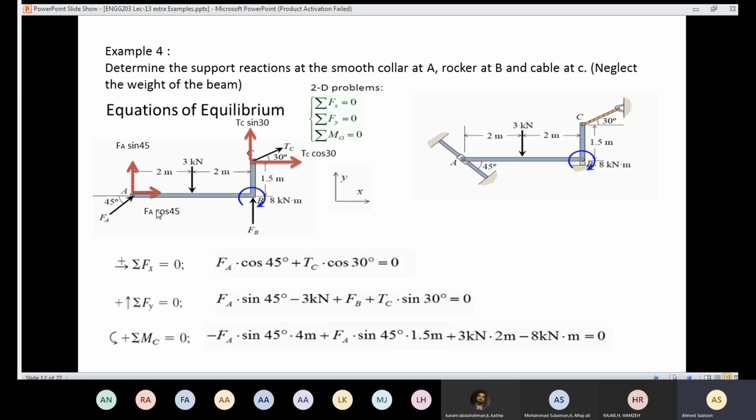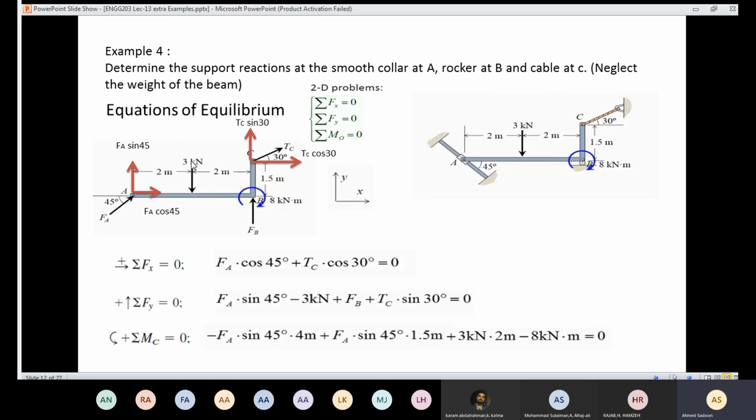Then I have FA cosine 45. Again, here is the point of rotation. I'm going to draw the line of action here, then draw the shortest distance from the point of rotation to the line of action, which comes out to be 1.5. So I'm going to multiply FA cosine 45 times 1.5. Of course, if you put sine 45 or cosine 45, it doesn't really matter because sine 45 and cosine 45 are the same. Then I'm going to move to the 3 kilonewton force, draw the line of action, and draw the shortest distance from the point of rotation to the line of action. You are going to figure out the perpendicular distance is 2 meters. So I'm going to multiply 3 kilonewtons times 2 meters.